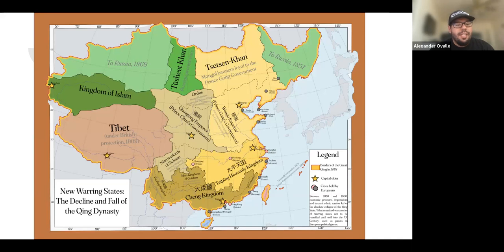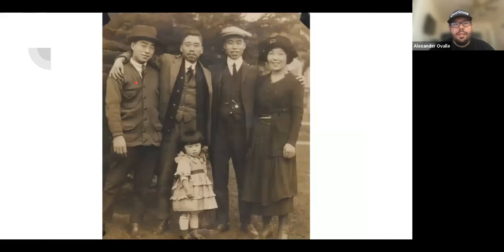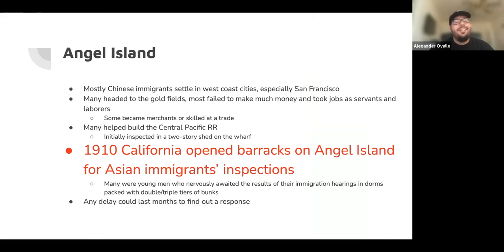So here's a picture of the Taiping Rebellion, Taiping Heavenly Kingdom down here. Here's a very famous picture of Chinese railroad workers, or not railroad. They were also railroad workers, but they also came to get gold and get rich. So they were working with these gold rush pioneers. Here's some Japanese immigrants.